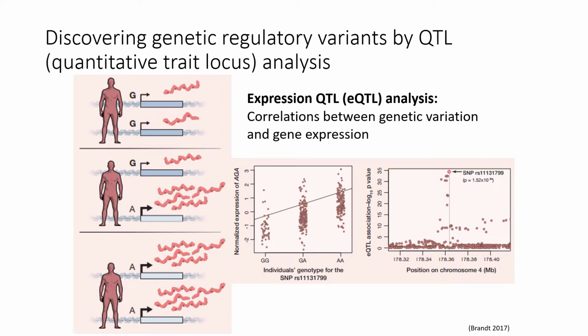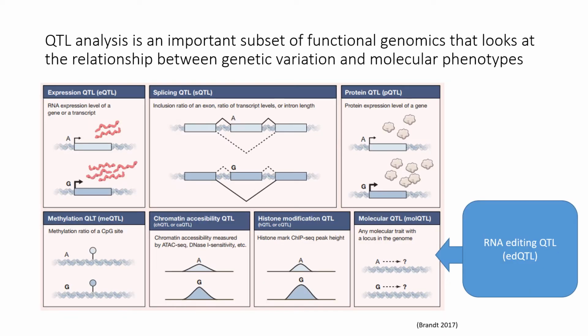This type of statistical test can be applied to all genetic variants within a large genomic window as shown in the plot on the right. Then, the genomic polymorphism with the most significant association to the gene expression can be identified. In addition to expression QTL, other types of quantifiable molecular traits can be studied with QTL analysis. For this project, we looked at RNA editing QTLs, which are abbreviated as edQTLs. This involves finding associations between RNA editing levels and genotype.